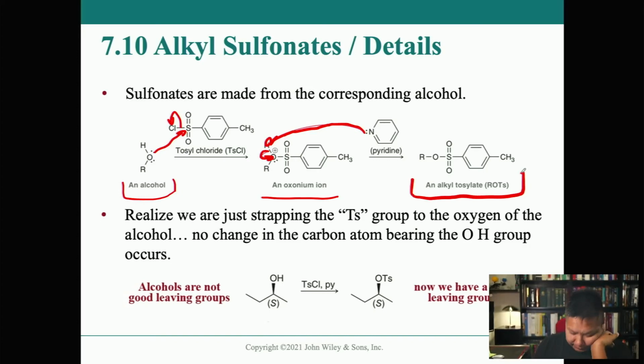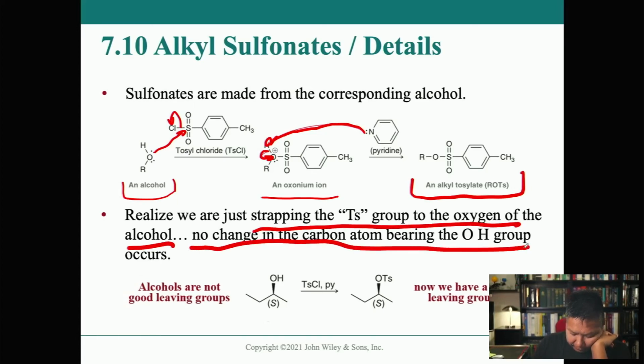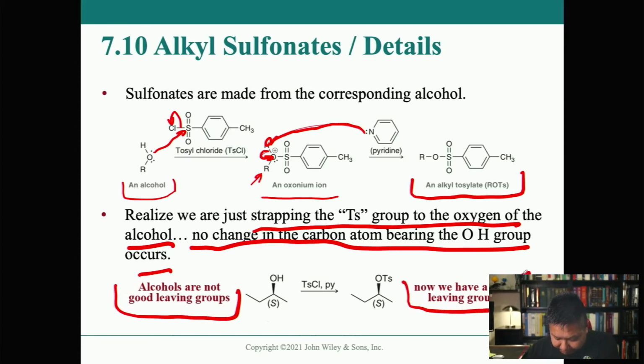So just notice though, we're just strapping the tosylate group to the oxygen of the alcohol. There is actually no change in the carbon atom of the OH group. So there's no change in this carbon atom at all. It's all happening with the alcohol group. Alcohols are not good leaving groups, but now we have a good leaving group once we add in some tosyl chloride and some pyridine, as you saw here. See? Good stuff.